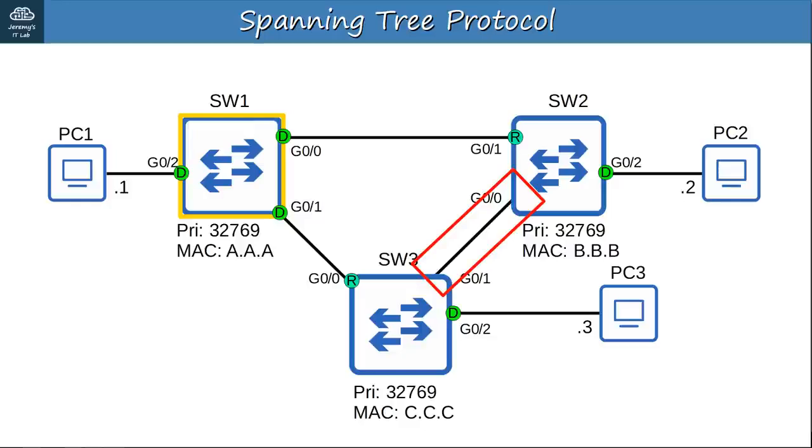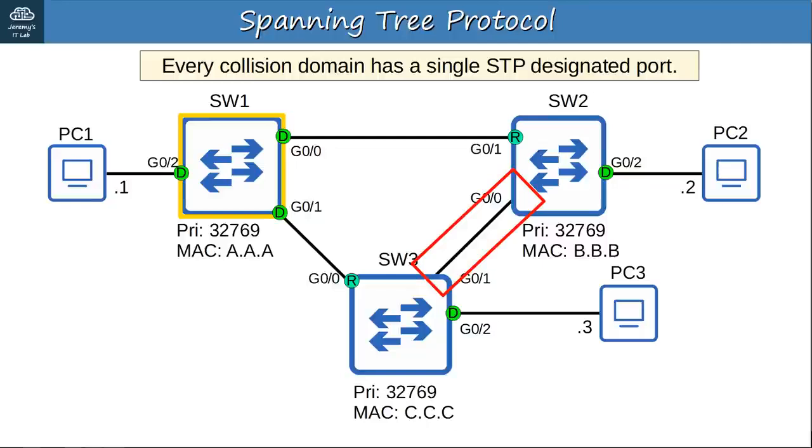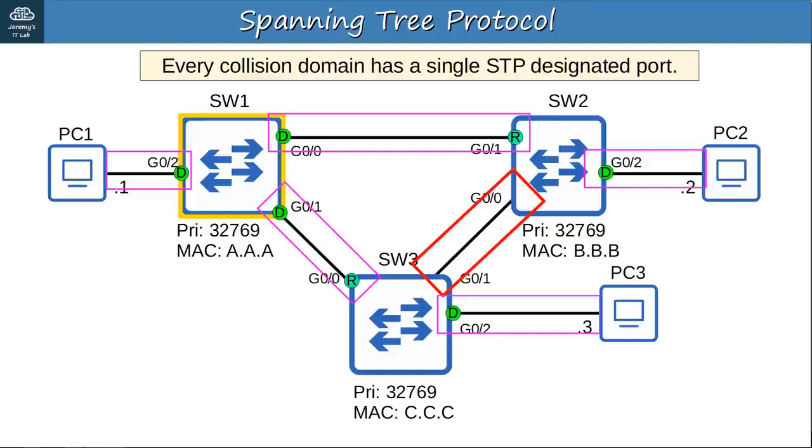Actually, no. Here's an important rule to remember: every collision domain has a single spanning tree designated port. Remember, unlike old Ethernet hubs, which we don't use anymore, when we use switches, each link is a separate collision domain. This collision domain between switch 1 and switch 2 has one designated port, switch 1's G00. This connection between switch 1 and switch 3 has one, switch 1's G01. And the connections with the PCs are all designated ports in the forwarding state, because the PCs don't participate in spanning tree. So we need one designated port on the connection between switch 2 and switch 3.